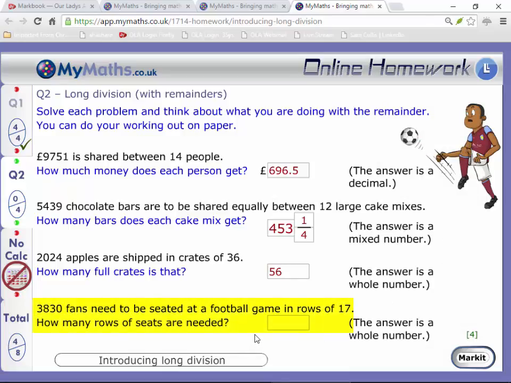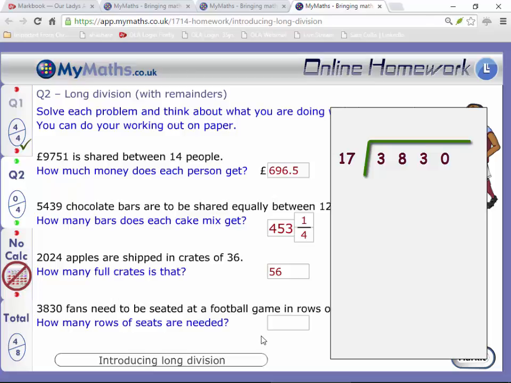Now for the last part of question 2. We've got 3,830 fans, and they've got to be seated in a football stadium in rows of 17, and they want to know how many rows we would need to get all the fans in, and it's got to be a whole number. As you can see here, the answer's got to be a whole number. So let's divide then 17 into 3830.